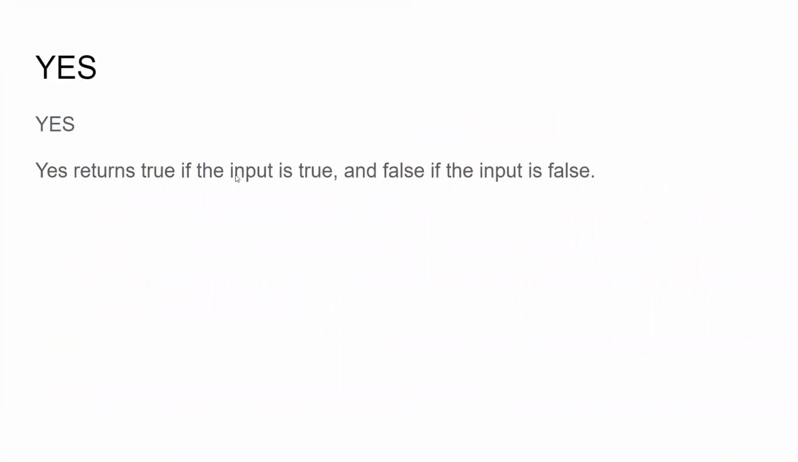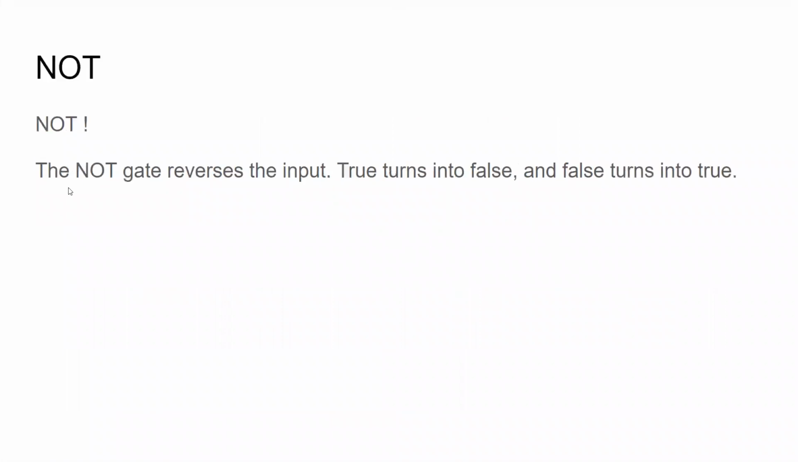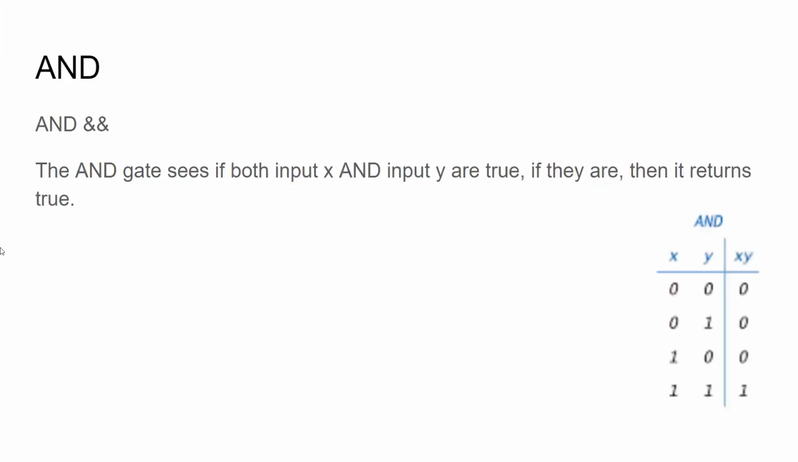So yes, it just returns true if the input is true and false if the input is false. You don't really need to know this. The NOT gate reverses the input. So true turns into false and false turns into true. If something is not true, it'd be false. If something is not false, it'd be true.